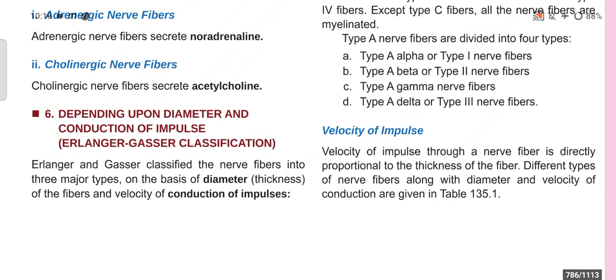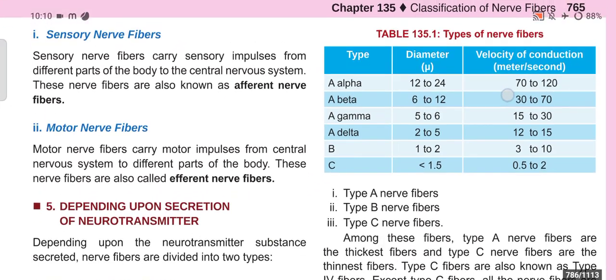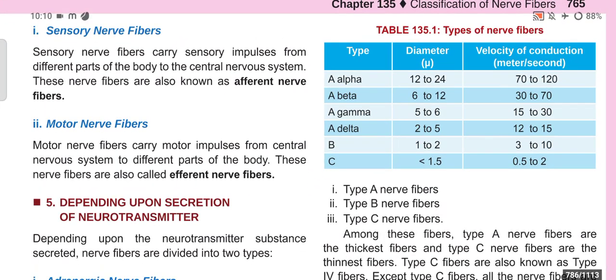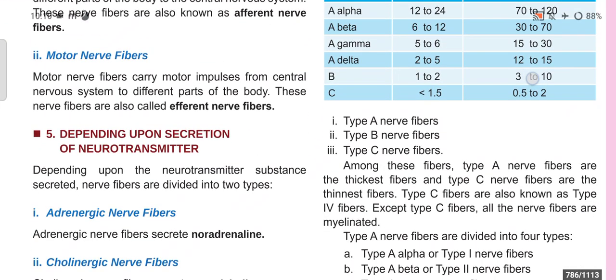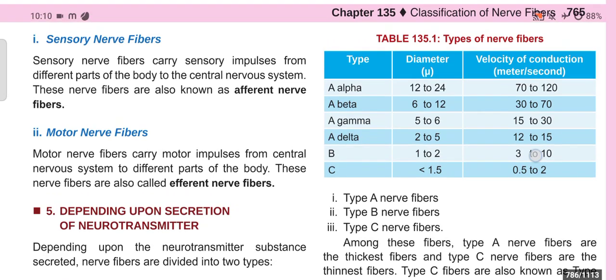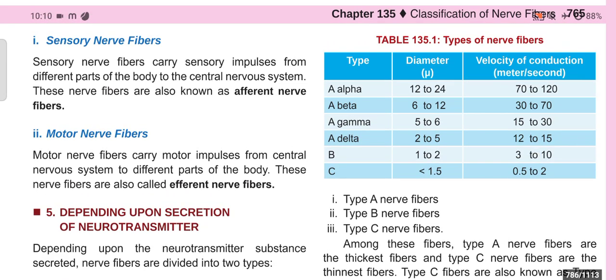Erlanger Gasser classified the nerve fibers into three major types on the basis of diameter or thickness of the fibers and velocity of conduction of impulse. One is type A nerve fibers, one is type B nerve fibers, one is type C nerve fibers. So, types of nerve fibers: in case of A, there are A alpha, A beta, A gamma, A delta.